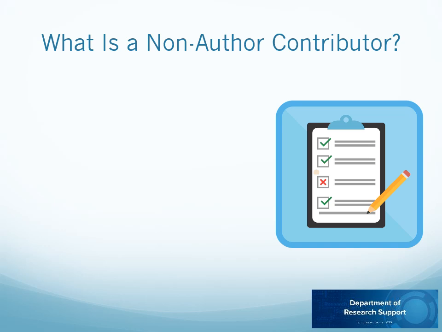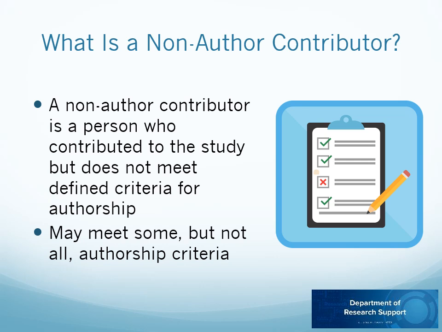So what if a potential author does not meet all 4 of these criteria? In that case, they are considered to be a non-author contributor of the study. By definition, a non-author contributor is a person who was involved with the study in some capacity, but they do not qualify for authorship. Perhaps the individual contributed to the study research question or collected data, but was not involved with writing or reviewing the article.